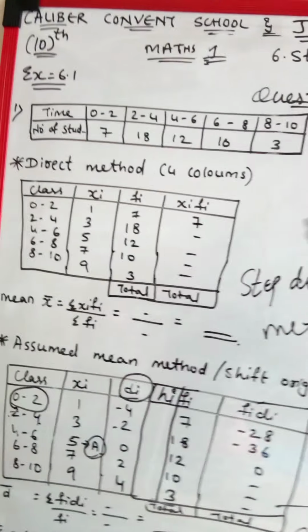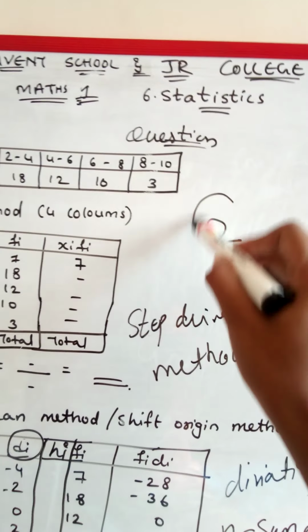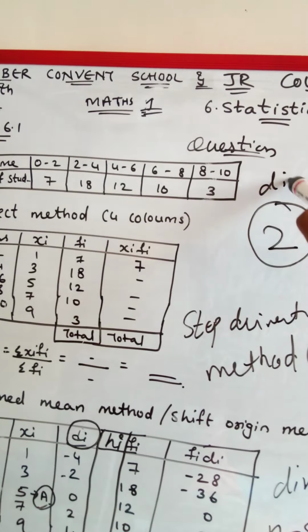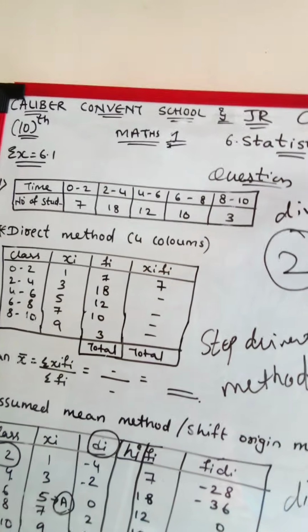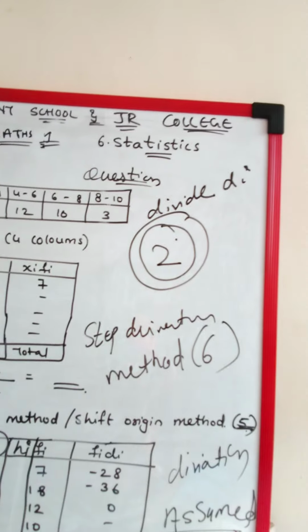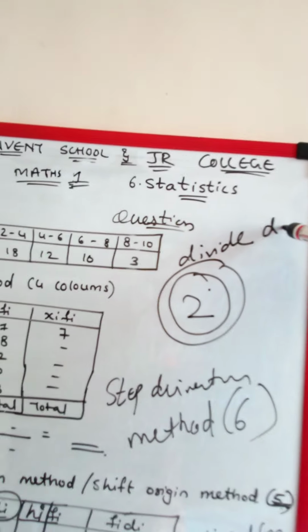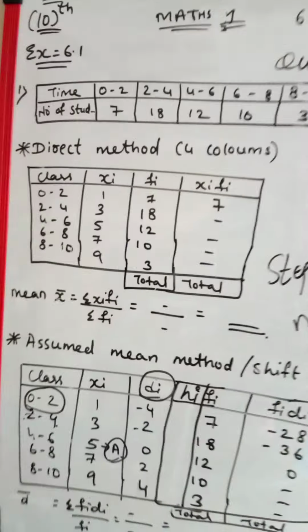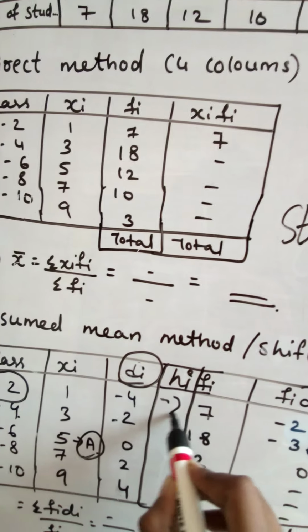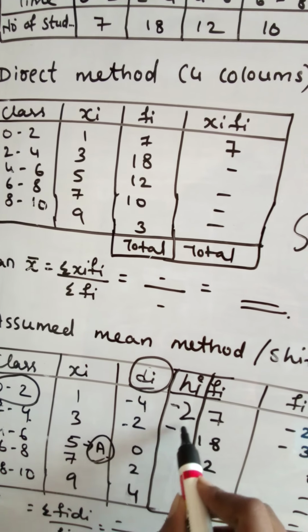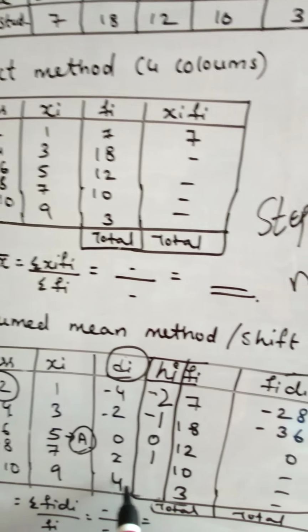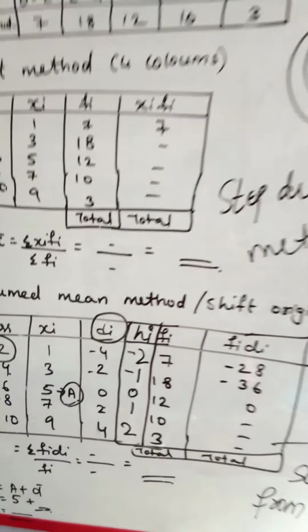What is the difference, student? The difference is 2. So you have to divide your di by this number. What do you have to divide? You have to divide your di by this number. What is your di? Minus 4. So minus 4 divided by 2, minus 2. Minus 2 divided by 2, minus 1. 0 divided by 2, 0. 2 divided by 2, 1. 4 divided by 2, 2.